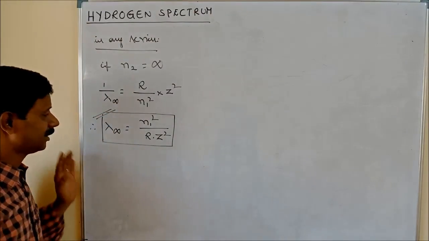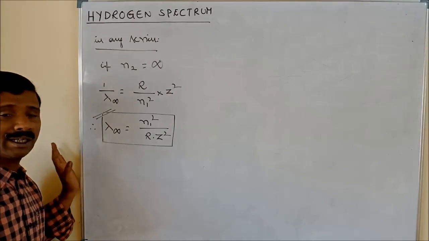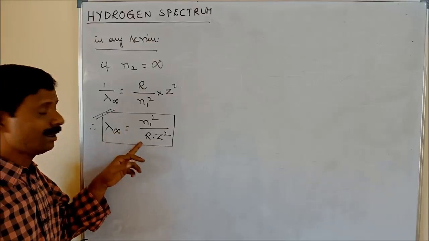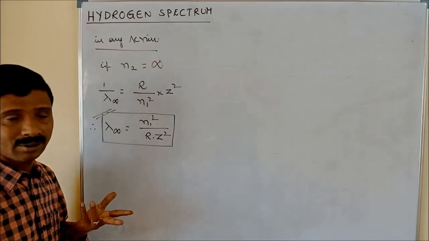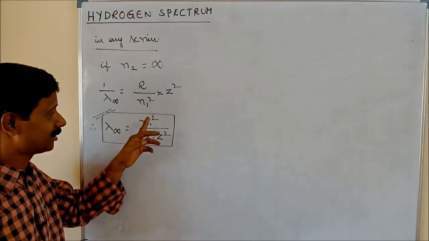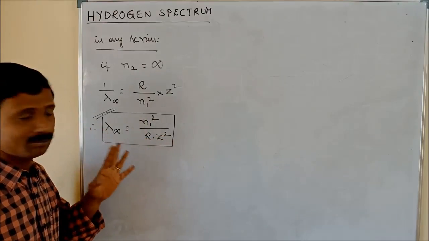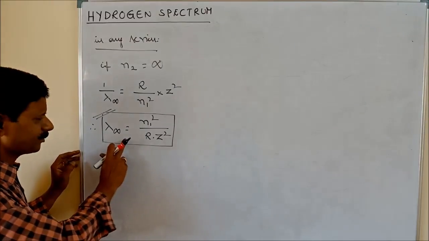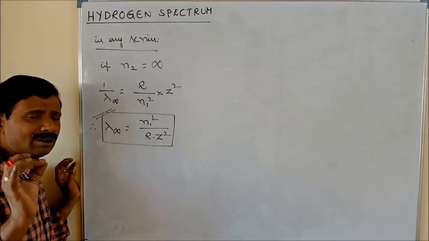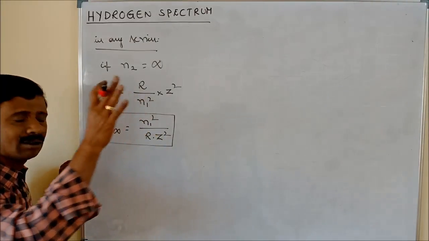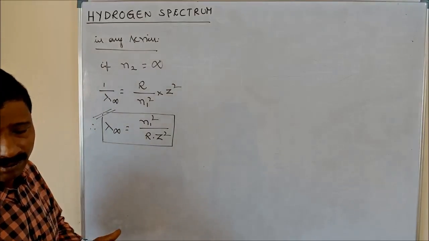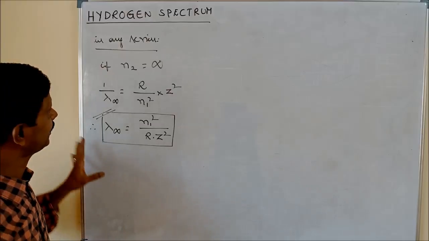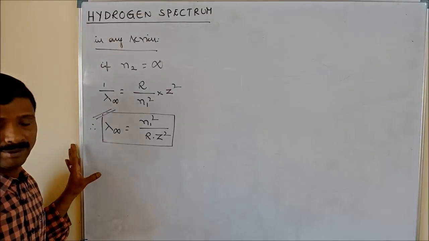So in the Lyman series, what is the general expression for the series limit of the hydrogen atom? 1 by R. And for the Balmer series, 4 by R, because n1 is 2 for the Balmer series. So like that, if there is any question related to the general expressions, just substitute the n1 value in that formula. Okay, so this is regarding series limit.